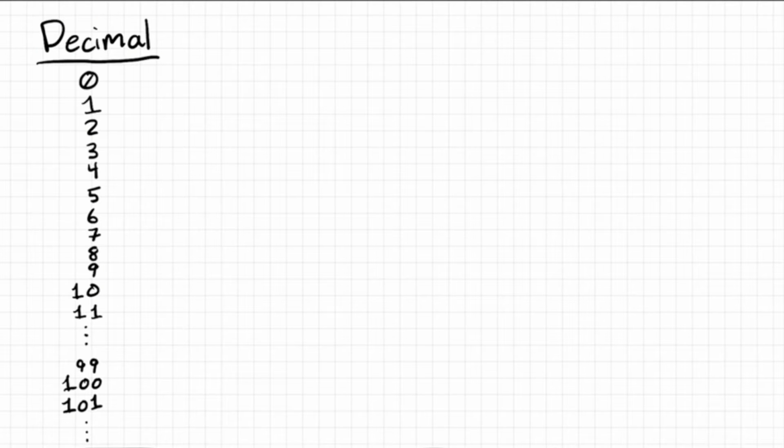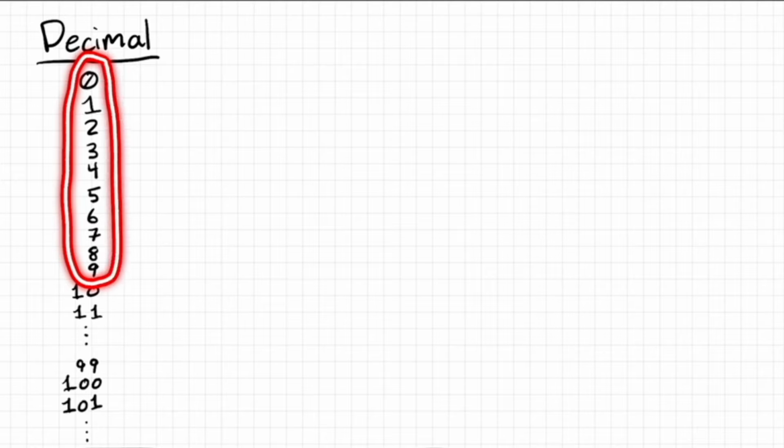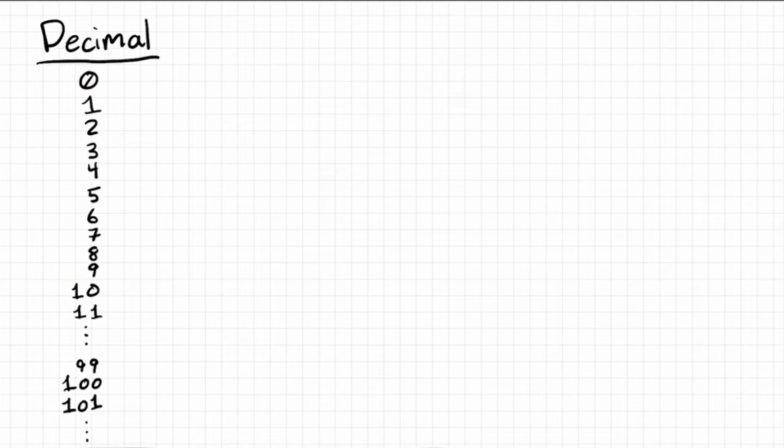So let's start by looking at numbers in a base that we know, and that is going to be decimal, or numbers in base 10. Numbers in base 10, or decimal numbers, are numbers that are comprised of the digits 0 through 9, or simply the counting numbers that we have used all throughout our life up until this point.